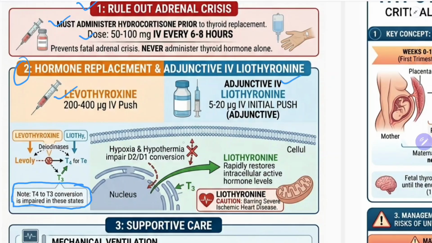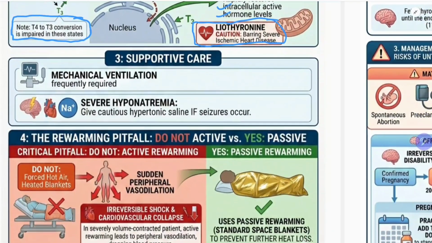There will be hypoxia and hypothermia. This hypoxia and hypothermia will impair D1 and D2, which are required for conversion from T4 to T3. They are impaired because of hypoxemia and hypothermia, because enzymes require a specific temperature to act. That's why you should give T3 also. It rapidly restores intracellular active hormone levels. But use it cautiously in patients with coronary heart disease, because there is a risk of fatal fibrillation. So that's the main and root treatment.